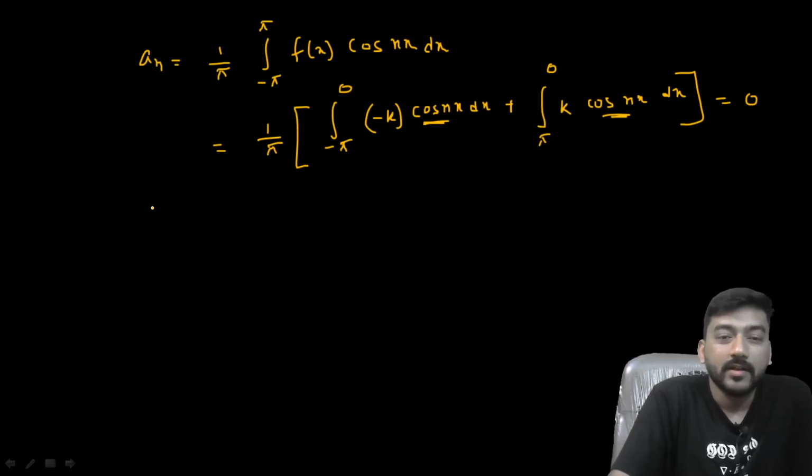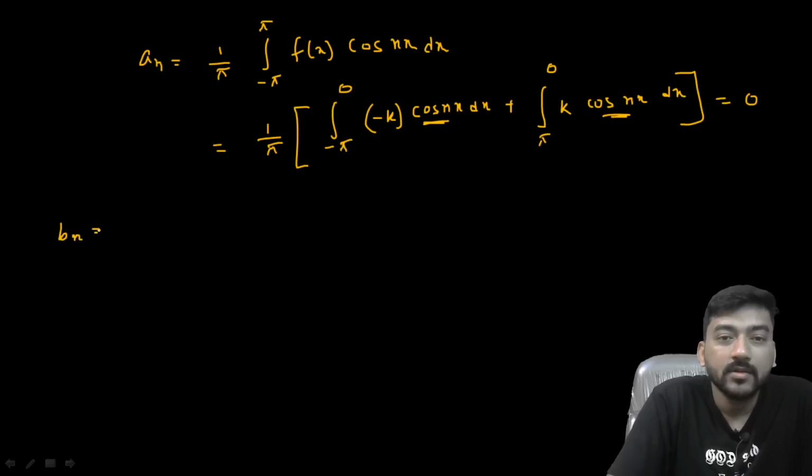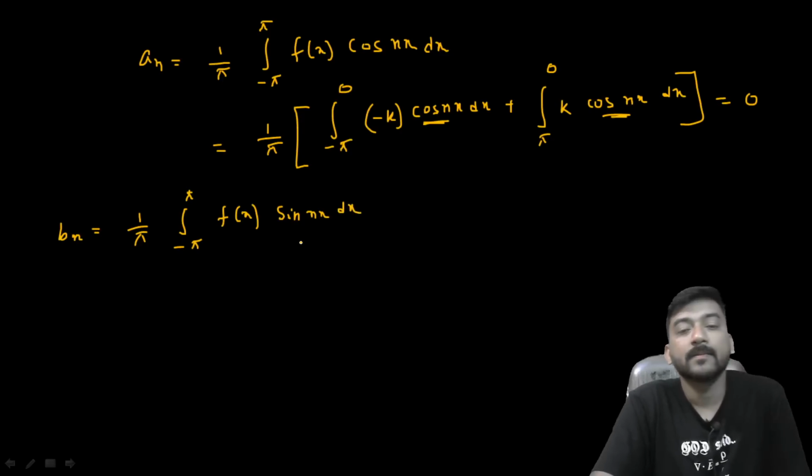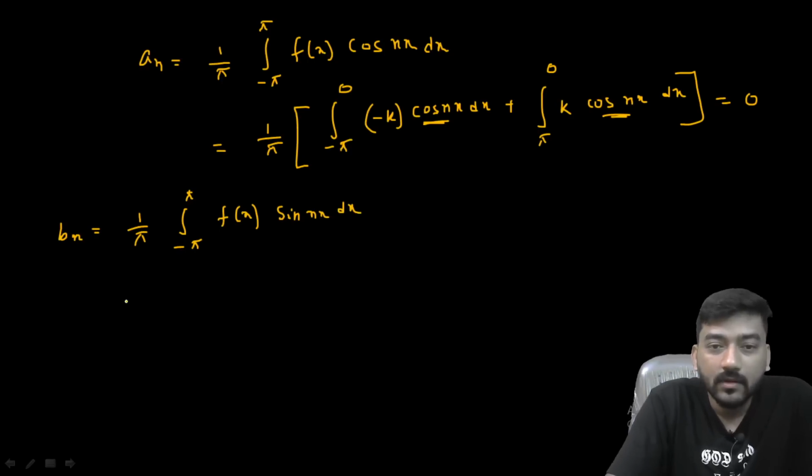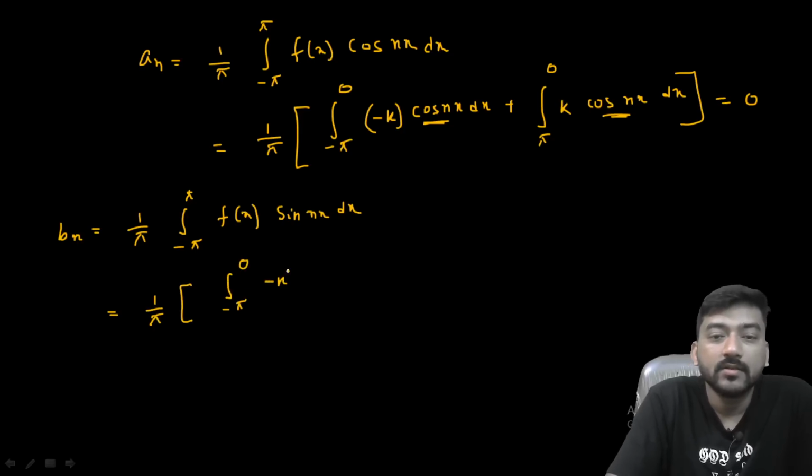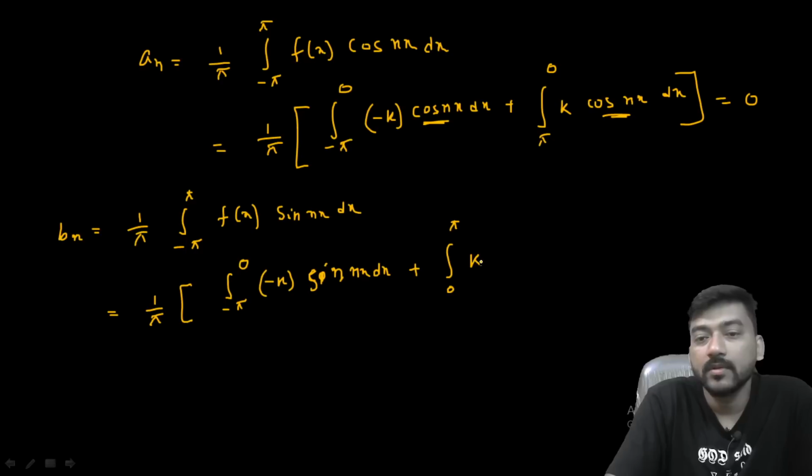Okay, and finally you have to find out bn. So bn is equal to what? 1 upon pi integration minus pi to pi f of x sin nx dx. Okay, sin nx dx. Now what will you get? You will get here also 1 upon pi into integration minus pi to 0, and f of x is minus k. You will get minus k sin nx dx plus integration 0 to pi k into sin nx dx.